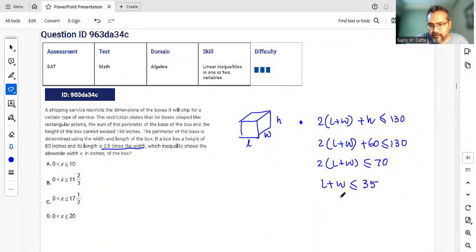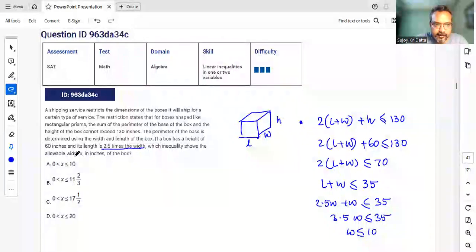Plug in L is 2.5 W. So 2.5 W plus W is less than or equal to 35. 3.5 W is less than or equal to 35. So W is less than or equal to 10. The width they have taken is X, so basically what we have as W is our X. So X is less than or equal to 10. Obviously the width has to be something positive. It can't be a negative number, right? So the width is less than or equal to 10.